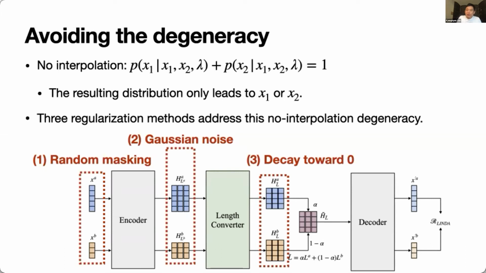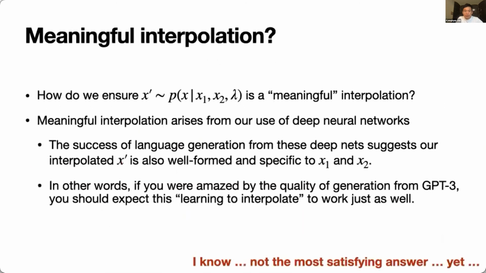In order to address this degeneracy, we use three different regularization techniques. The first one is random masking, which is quite standard these days. The second one is adding noise in the hidden vector space. And the third one is to try to decay the hidden vectors towards 0. This reminds us of the variational autoencoder, where we try to ensure that the hidden vectors occupy the entire space of interest. This is really necessary for our interpolation scheme to work well, because given any two hidden vectors, we are going to interpolate between them linearly in this hidden space. So we want this hidden space to be as tightly packed as possible. It turned out that adding all three of these regularizers addresses this degeneracy quite effectively.